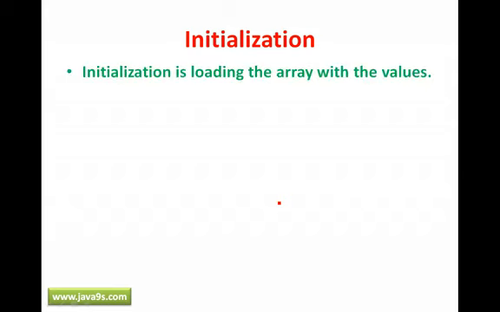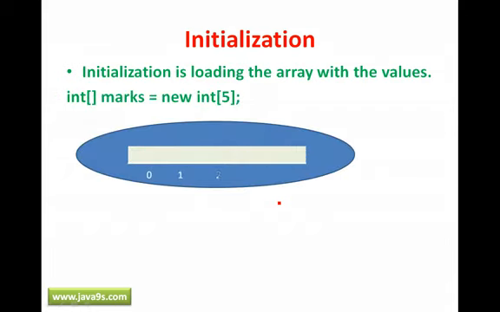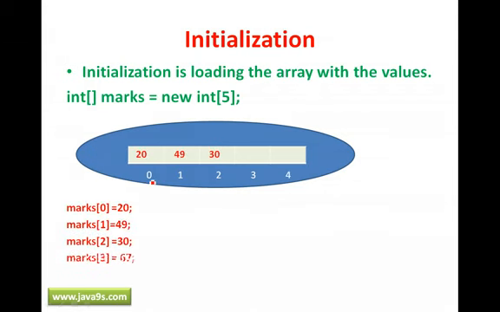Then coming to the initialization part, this is where we load all the values into the array. So let us see how we are going to load the values into an array. Based on the size, the indexes start from 0. So you can see that the indexes of an array start from 0, 1, 2, 3, 4. Please remember that the last index is always going to be 1 less than the length you have mentioned. Because the indexes start from 0, obviously the last index will always be 1 less than the length.